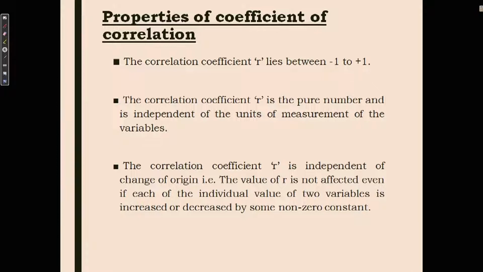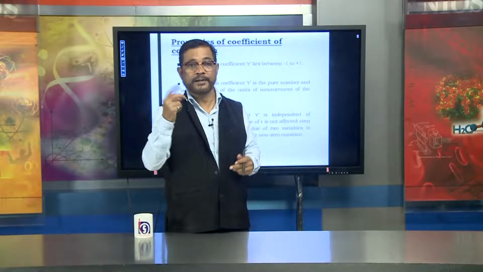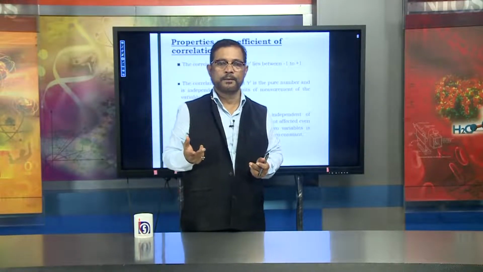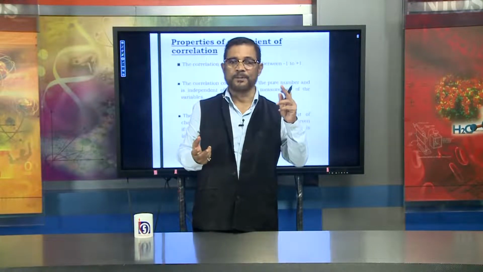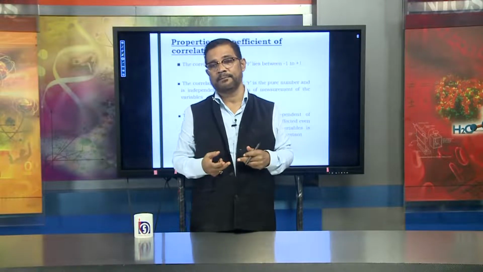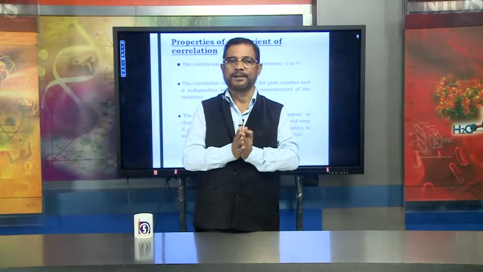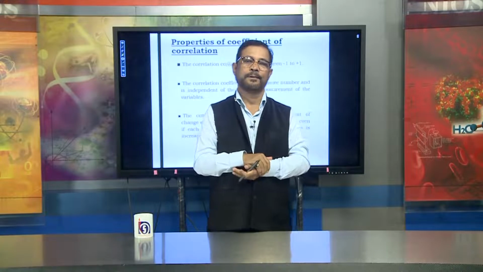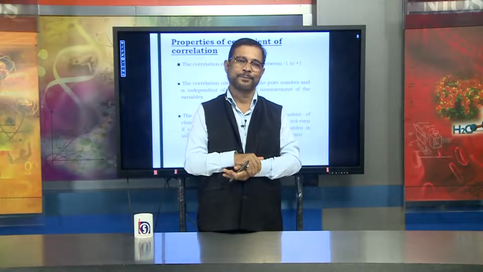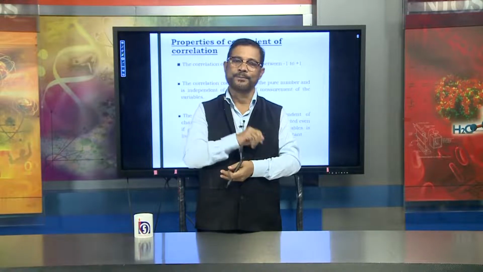Now your question will be: why is the value of R between 0 and 1? Which I told you earlier, that the concept of correlation is a comparative study. The moment you make the comparative study between the two variables, then there is no unit at all. Got the point? That is why the range of its value is between 0 and 1.